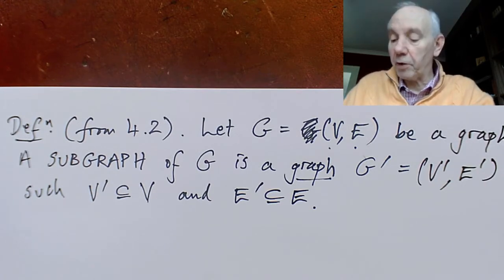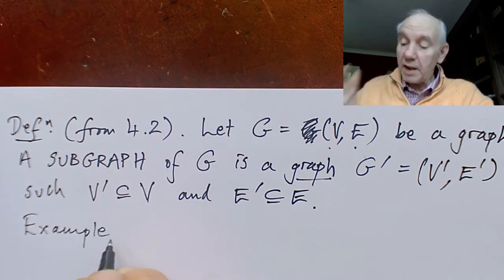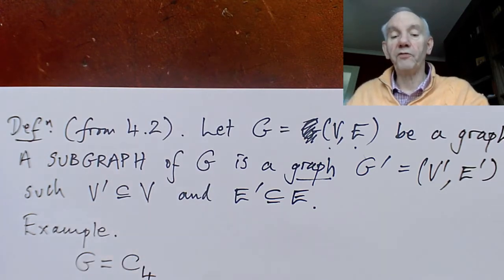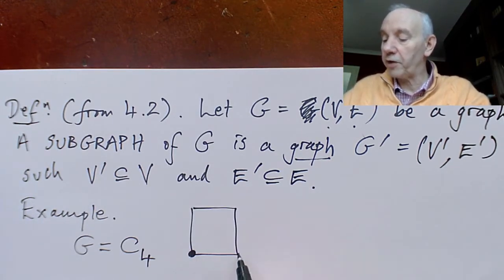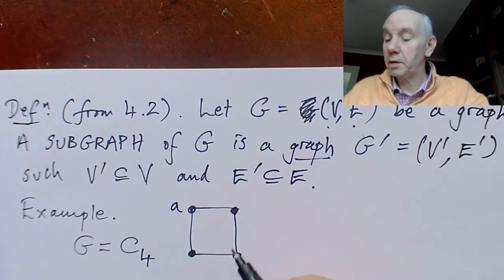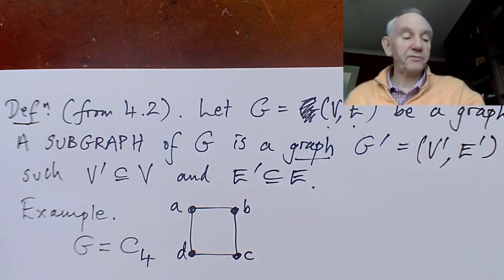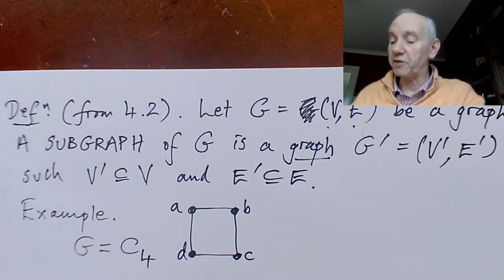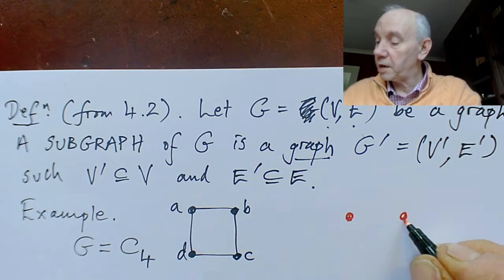So let me give you an example, rather than wasting more time. It's a very simple example. Let's start with G being essentially a four cycle. So I can draw a four cycle as a square, if I want to. So here's a picture of G, and let's label the vertices A, B, C, D. And I have to select a subset of vertices and a subset of edges to define the subgraph. So I'm going to select A, B, and C.